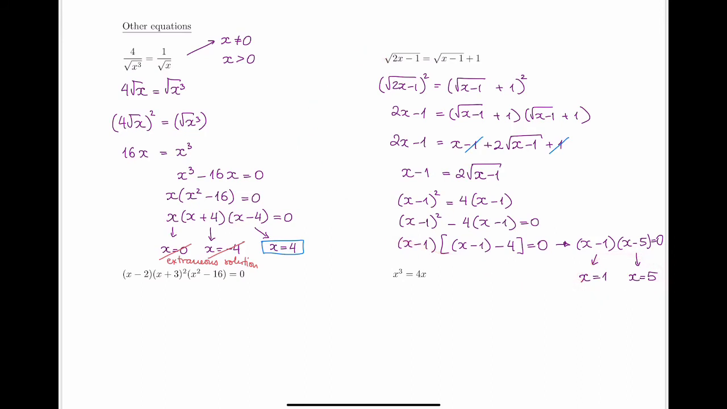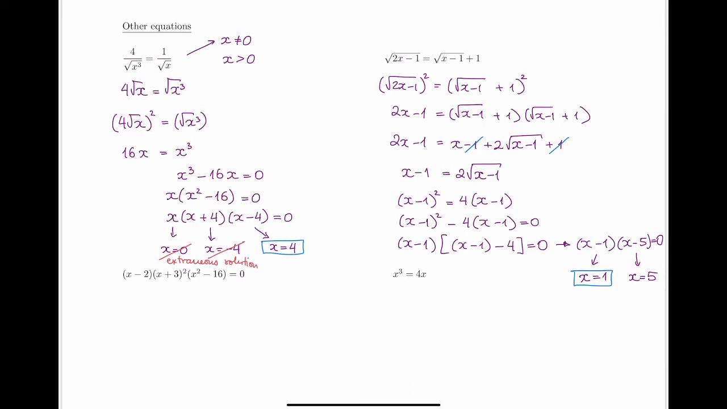If I plug in x equals 1 into this equation here, what am I going to get? I have square root of 2 minus 1 equals square root of 1 minus 1 plus 1. Is that true? Well, this square root will be square root of 1, which is 1. This will be 0 plus 1. So indeed, 1 is equal to 1, which means that x equals 1 as a solution works and is not extraneous. I have to plug in the second one, which was x equals 5.